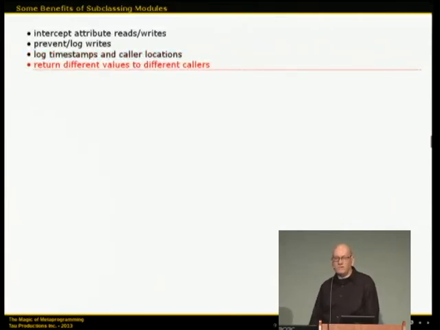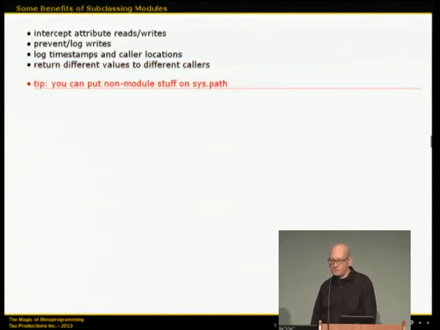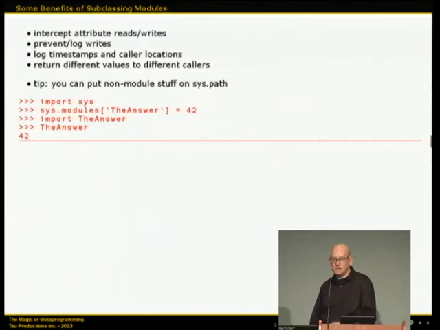And you can also return different values, because if you know who's calling on the stack, you can actually return a test jig to this subsystem, but use the standard object on a different module. So you can give it different aspects or views into that module. And just an aside, some people who are new to the import stuff don't always realize that you can put all kinds of strange things onto the import path, and it can be useful sometimes for debugging or just playing around with metaclasses. So that's just an aside.